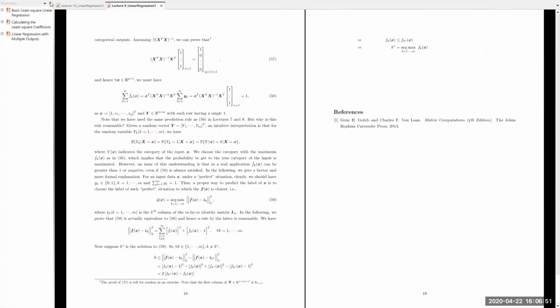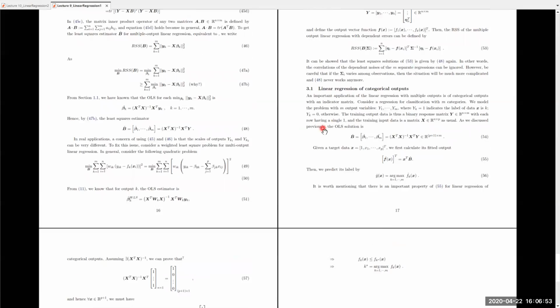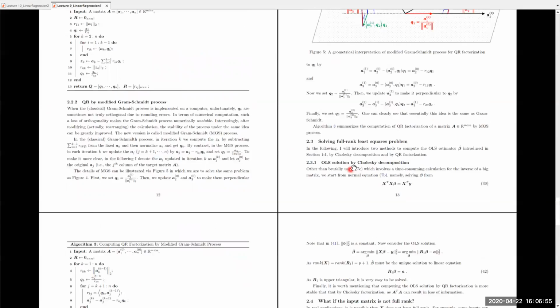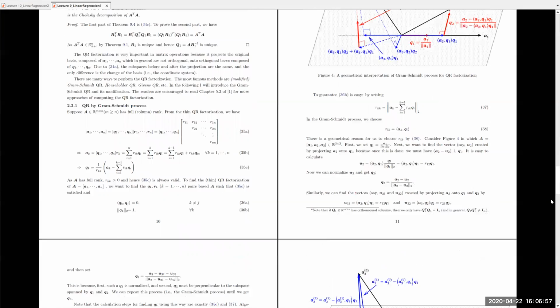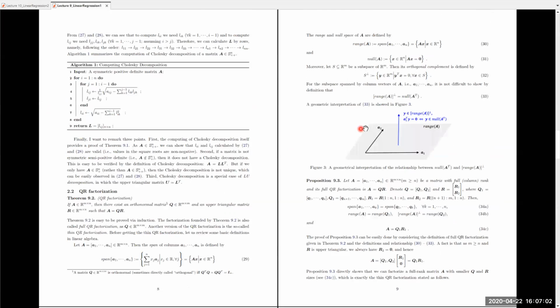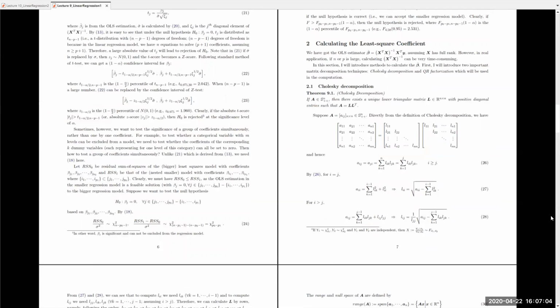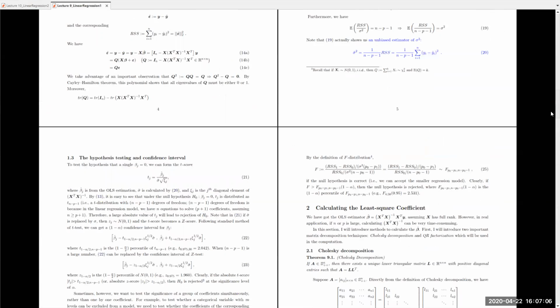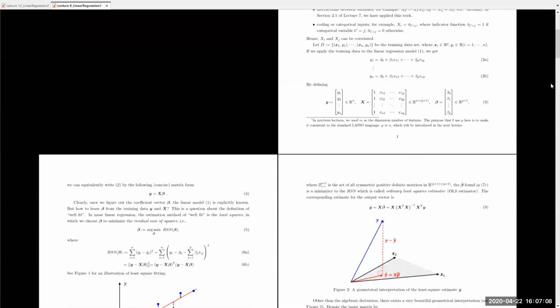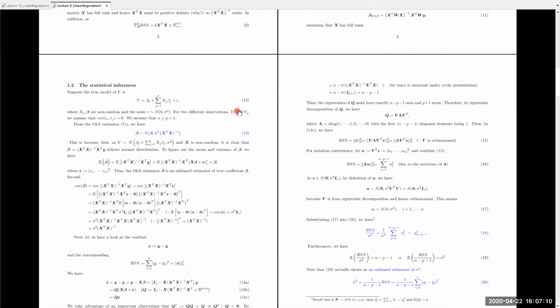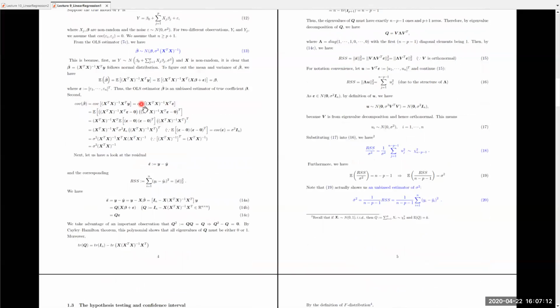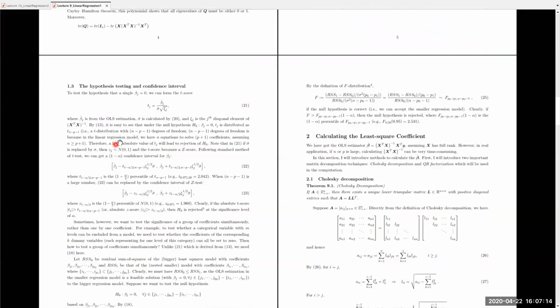Okay, here's lecture 9. Let's go to section 1.2 and 1.3, where I introduced the statistical property of the linear regressions. Where is it? Sorry, here's section 1.2, and here's section 1.3.